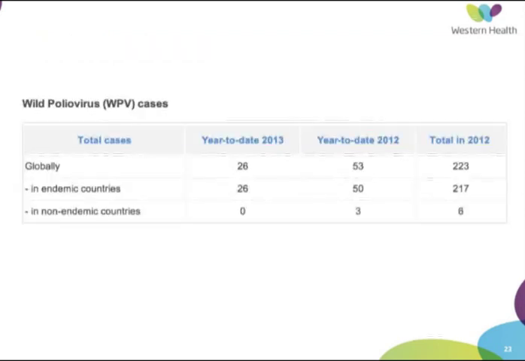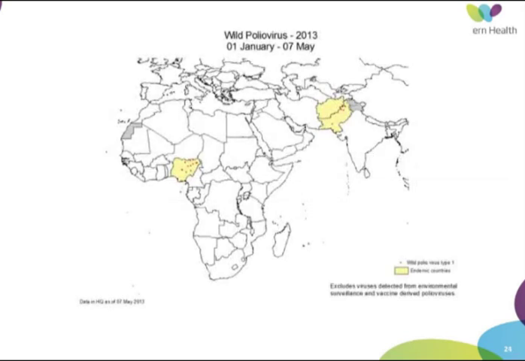This I got from the World Health Organization website, just showing more current data. Globally this year, there's only been 26 cases, and these have all been in endemic regions. If you look back in 2012, these 3 cases in non-endemic countries were all imported cases, so patients that have moved from an endemic region to a cleared region. And this is again showing just the cases that have been reported this year.